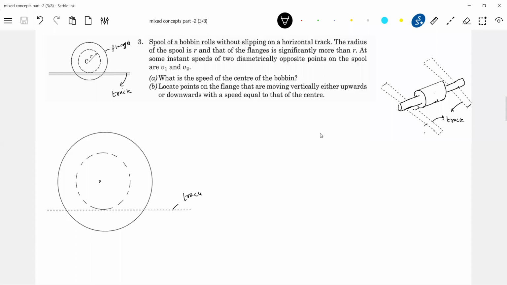At some instant, the speeds of two diametrically opposite points on the spool are v1 and v2. Two diametrically opposite points. So where to take that one? Let me take this as the instantaneous center. This is C. Two diametrically opposite points at an instant, so they will have a speed v1. The velocity of this will be, okay, this is v2.